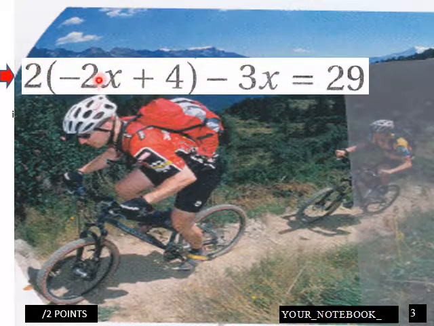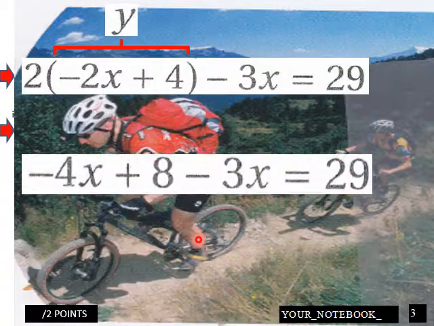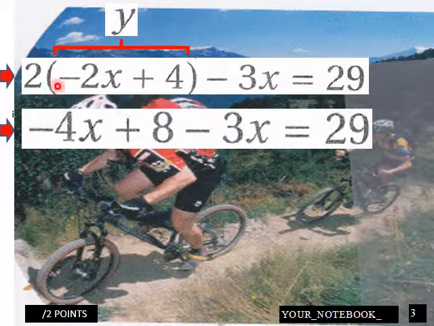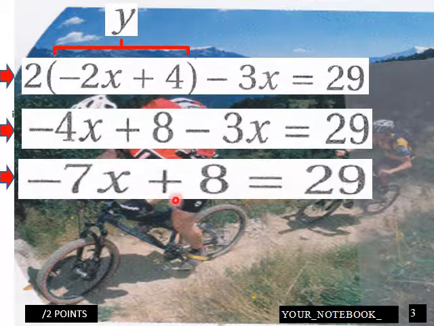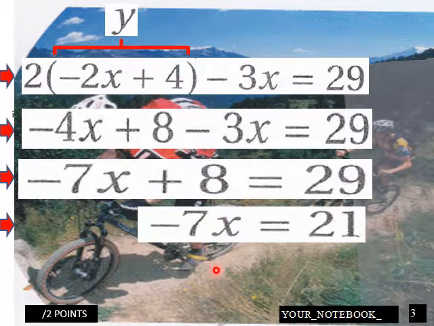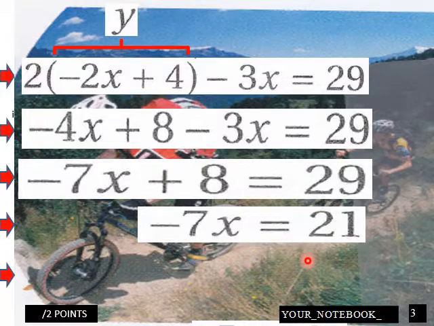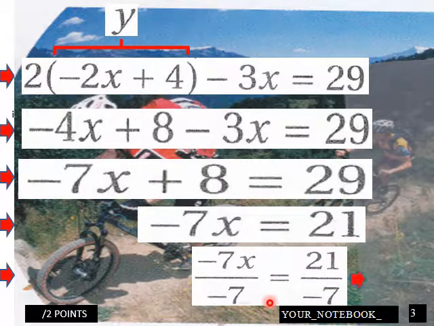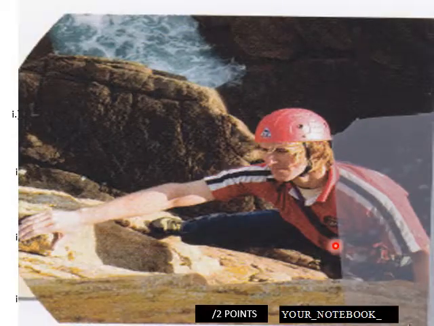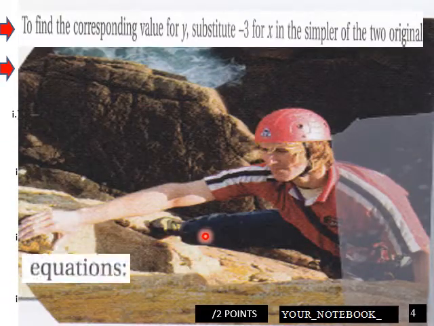And that's what we do here. 2 times that solution minus 3x equals 29. We multiply through with our 2 and we get this. Further simplification, negative 7x equals 21, and then x equals negative 3. That's the way you solve by eliminating one variable.